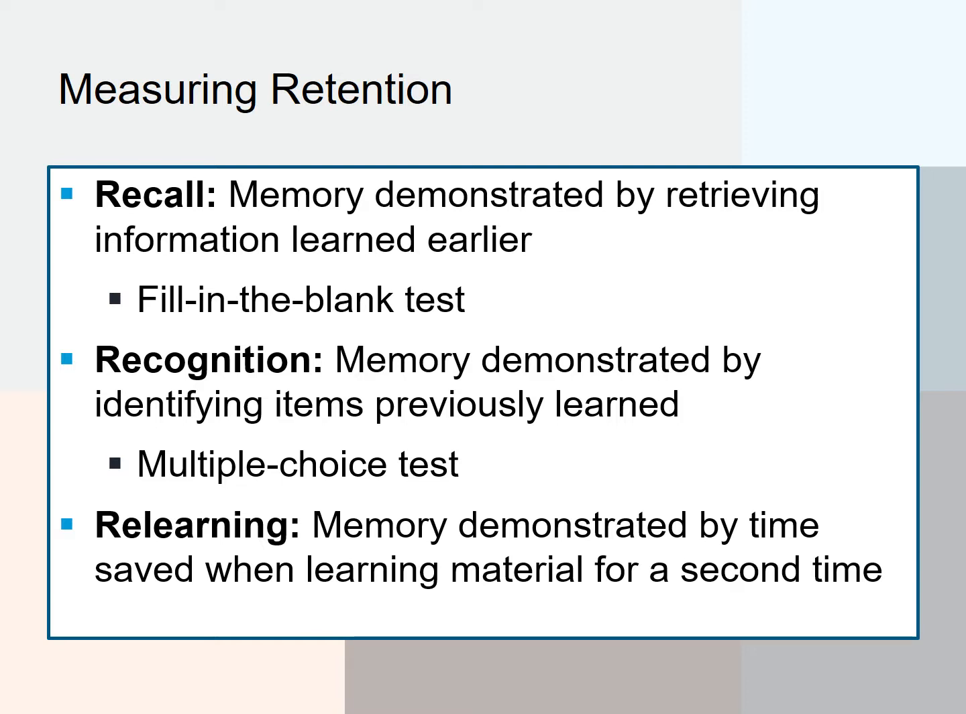Relearning is memory demonstrated by time saved when learning material for a second time. Just like it sounds, it doesn't take as much time to relearn something because you already learned it once. Those associations are already in your brain.